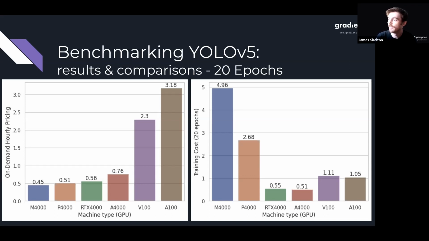And then the most powerful examples, which are the data center V100 and A100, cost around twice as much as those workstations did to run this task at about $1.11 and $1.05 total cost to run. So what does this tell us?